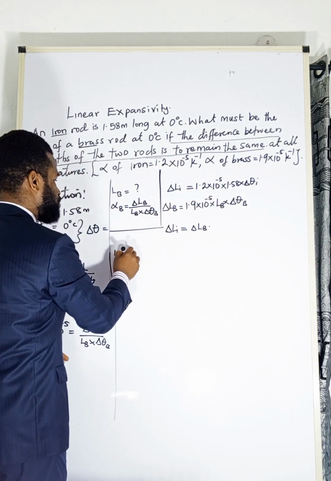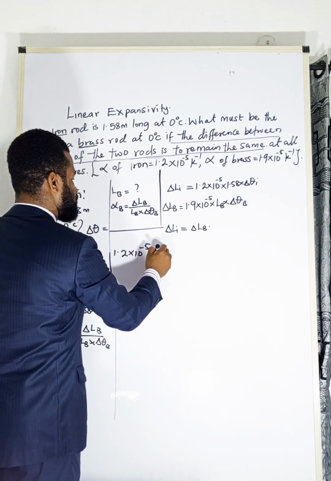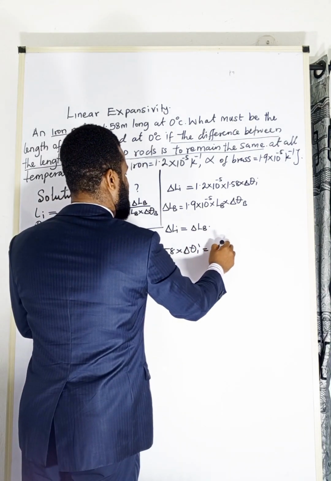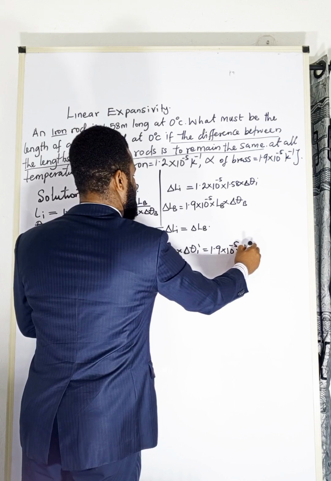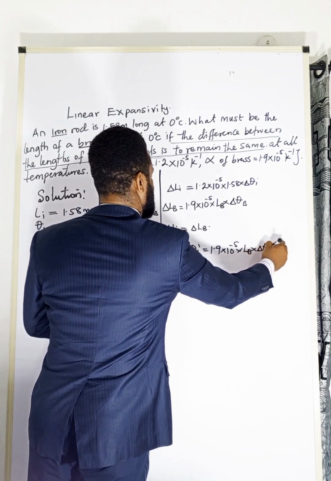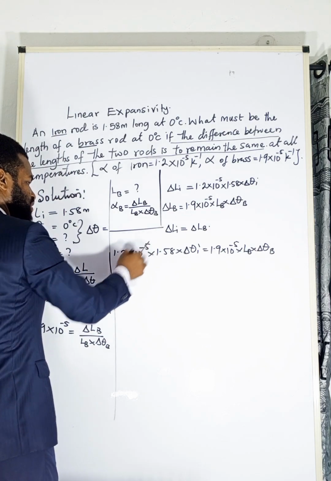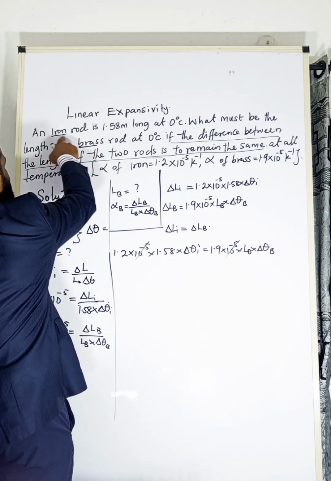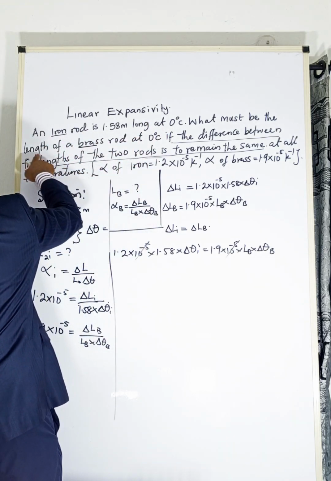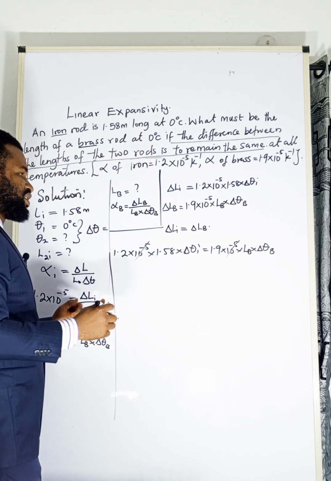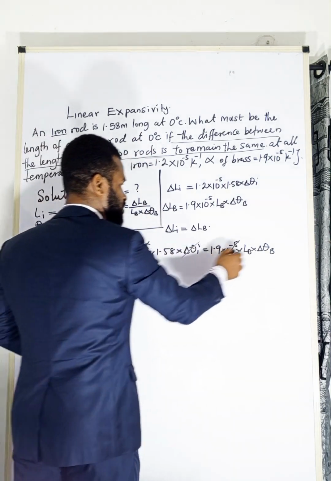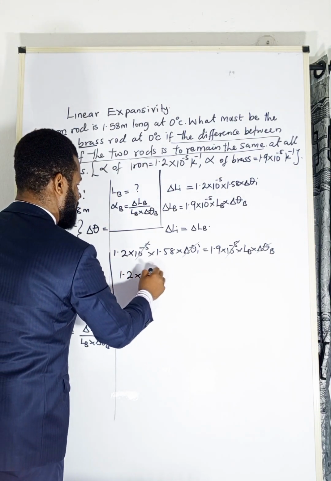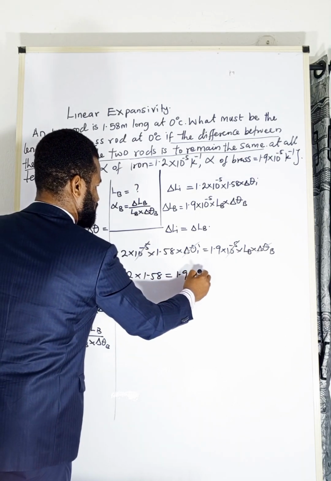I'll have 1.2 times 10 raised to the power minus 5 times 1.58 times the change in temperature for iron is equal to 1.9 times 10 raised to the power minus 5 times the length of the brass times the change in temperature of the brass. Now, one thing you must know is that 10 raised to the power minus 5 will cancel 10 raised to the power minus 5, right? If you check very well, they say that the rod is at 0 degrees Celsius and the brass is also at 0 degrees Celsius. That means their change in temperature is the same thing. Therefore, this will also cancel this because they are the same thing. So I have 1.2 times 1.58 is equal to 1.9 times LB.